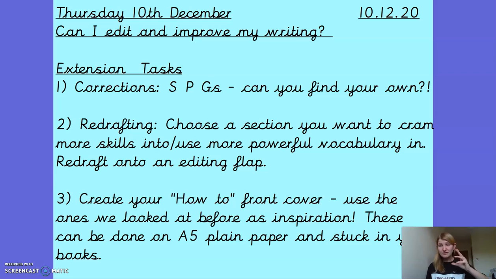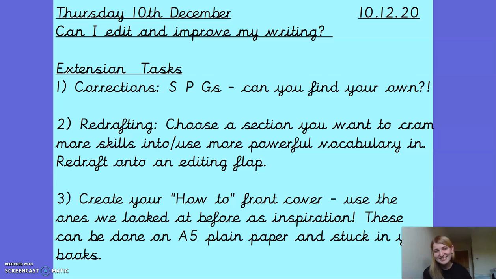It might just be one of those 5 sections. It might be a little mini paragraph that you focus on. Completely up to you, but have a go at redrafting a little section. And I've put on there about using an editing flap, which is, you know, what we do in school where we have the paper and we put it on the top. You do you though, however works.